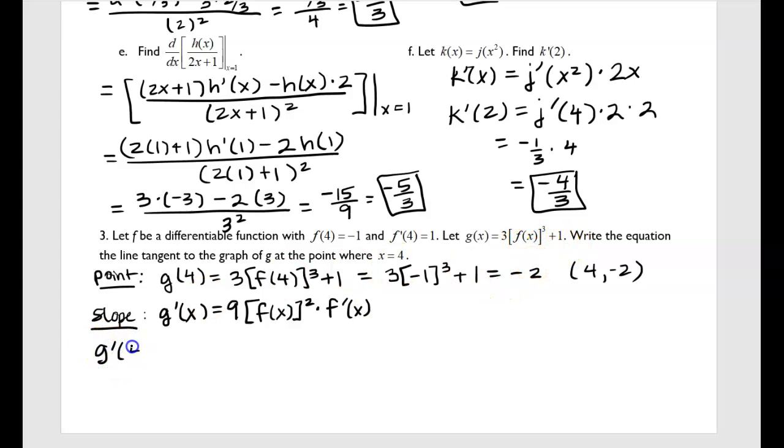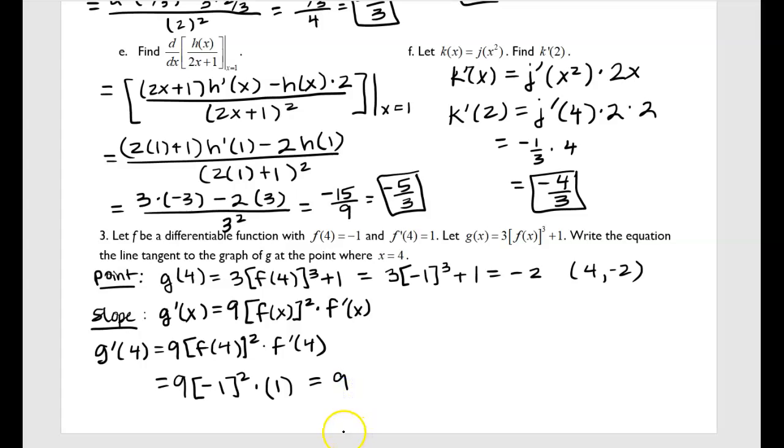Now I evaluate g prime of 4. Means I have 9 times f of 4 squared times f prime of 4. And I was given both of those values to plug in. So 9 times f of 4, which was negative 1, squared, times f prime of 4, which is positive 1. So I get 9 as my slope. Now I can write my equation. y minus negative 2, so plus 2, equals my slope, 9, times x minus 4.